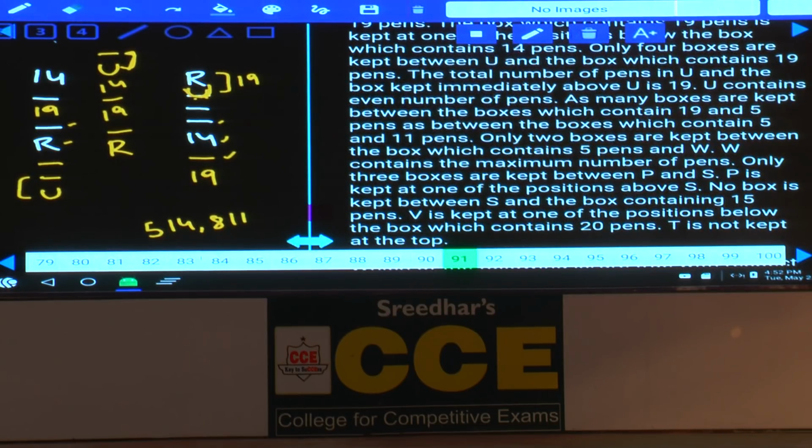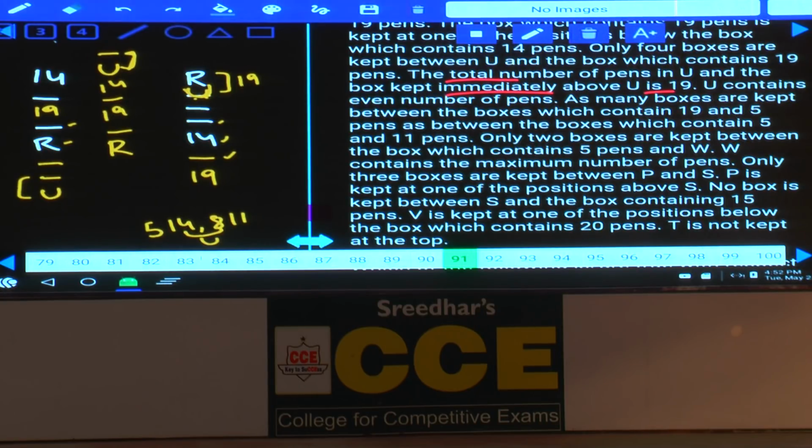And 19, the total number of pens in U and the box kept immediately above U is 19. U contains an even number of pens, and U is either 14 or 8. And R is what? R is either 5 or 11. Isn't it? Immediately above U can be 5 or 11.